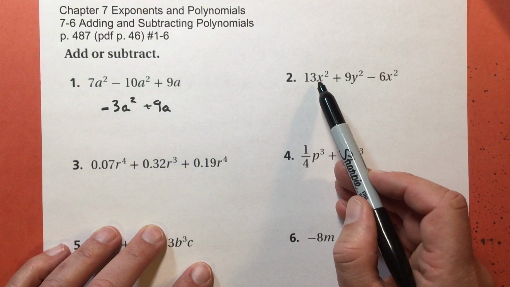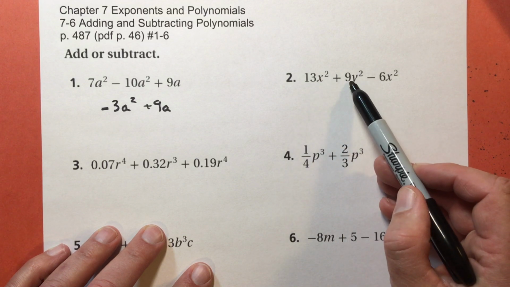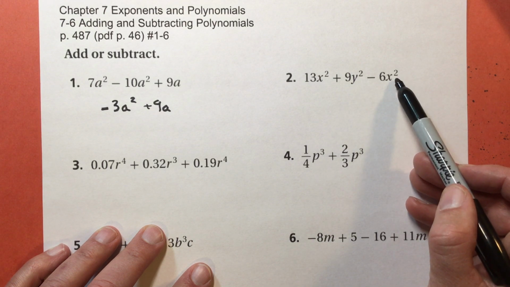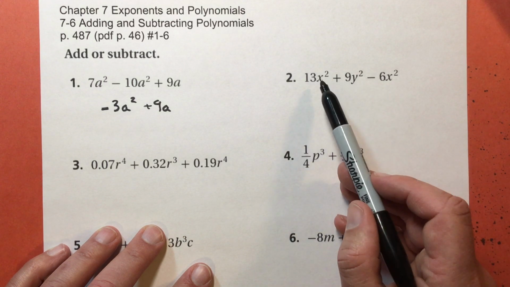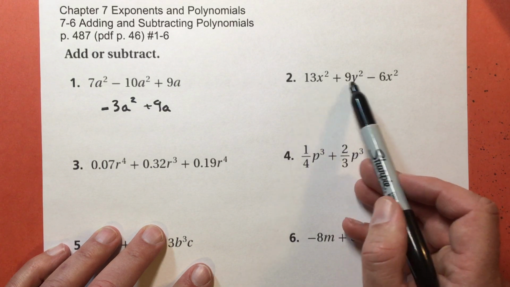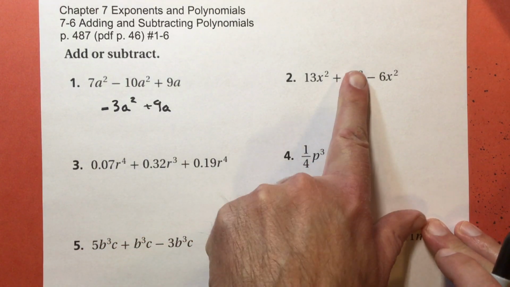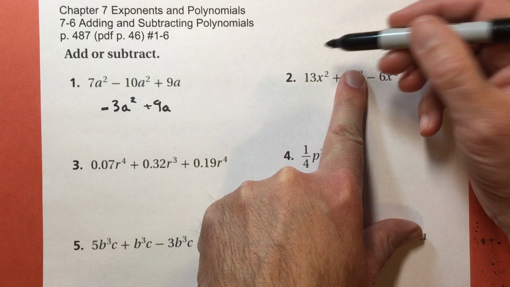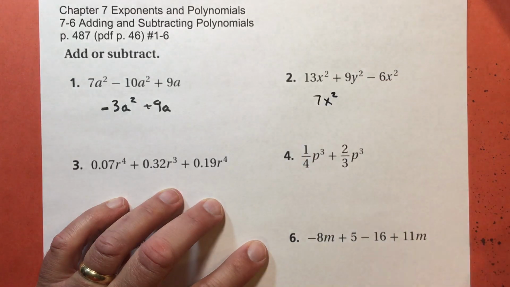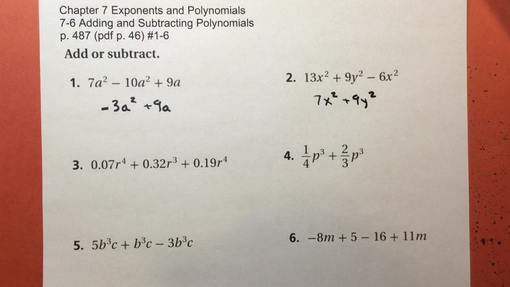For this problem, I got x to the second power, so I've got 13 of the squares that are x by x. I've got 9 of the squares that are y by y, and I'm going to take away 6 of the squares that are x by x. The problem with this is that x and y probably represent different numbers, so these squares are different sizes. I can only add things together that are the same size. So these two are the same. 13 plus negative 6 is 7, so I get 7x squared. The 9y squared is something different, and I leave it alone.